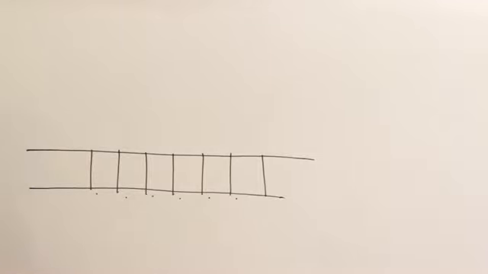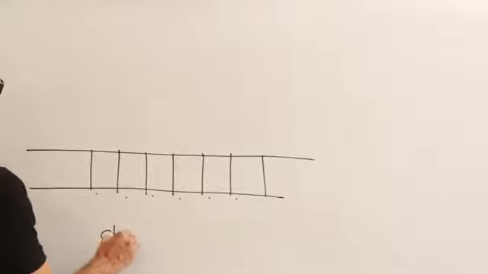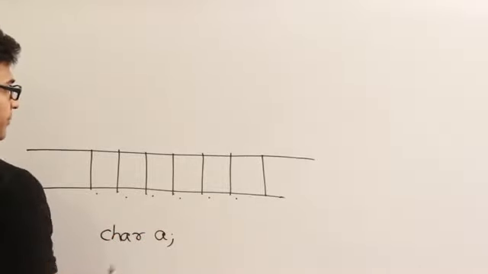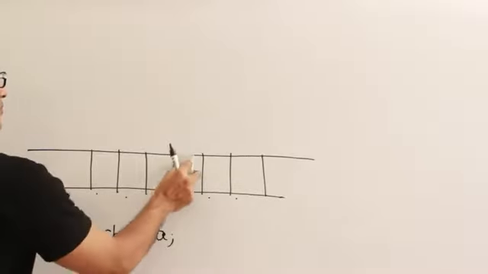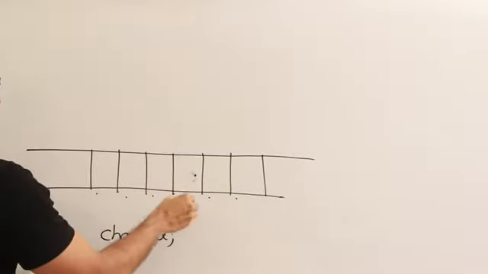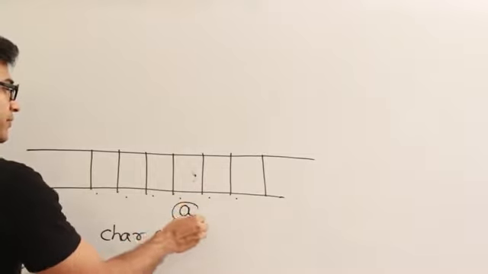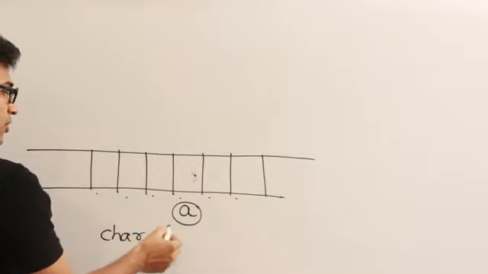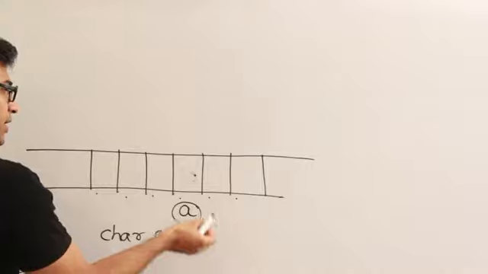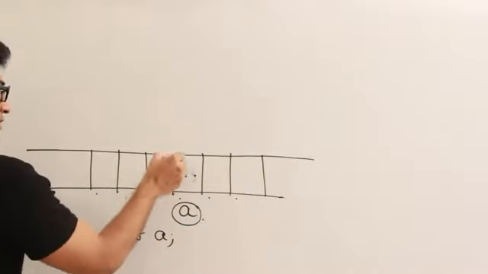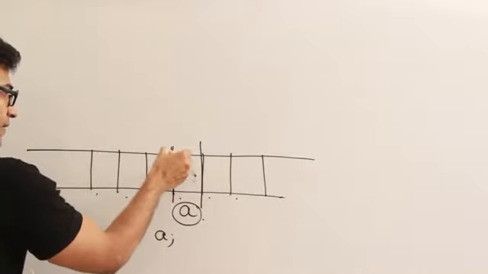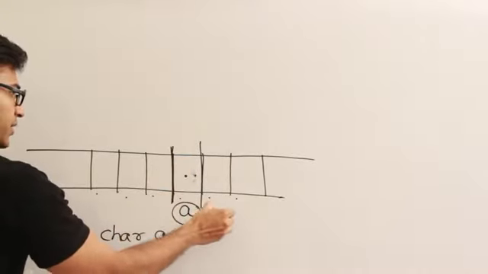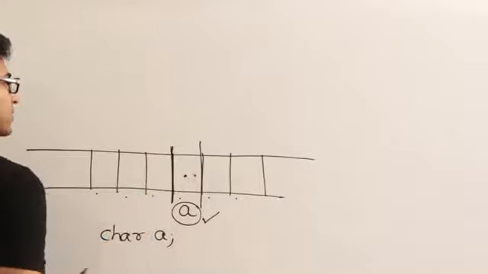For example, if you declare char a, right, then a will be given some storage, which means the name a is nothing but, whenever you use this name a, you are actually inside this cell. If this cell is dedicated for the character a, then whenever you call this name a, you are actually standing inside this cell. That is the meaning of it, okay?